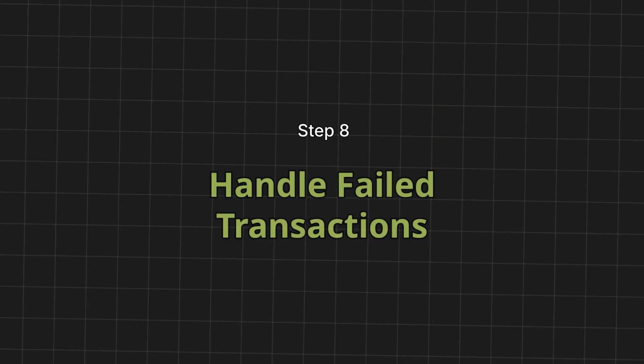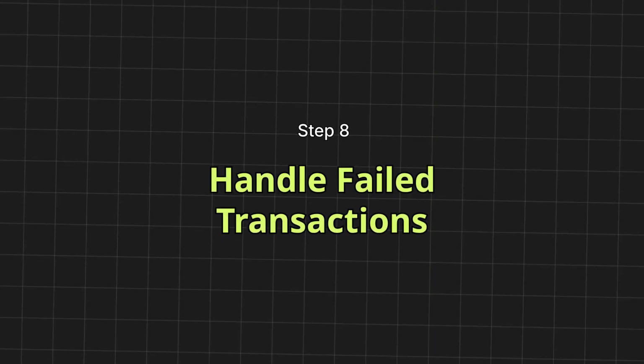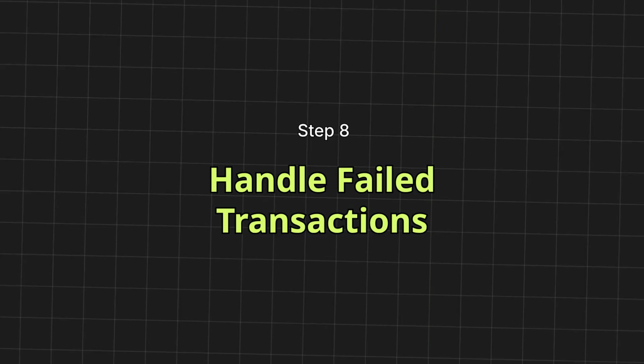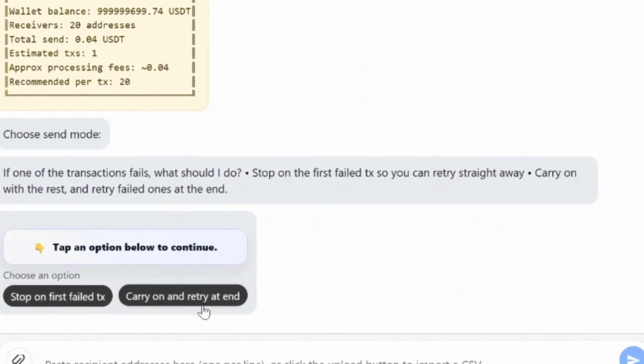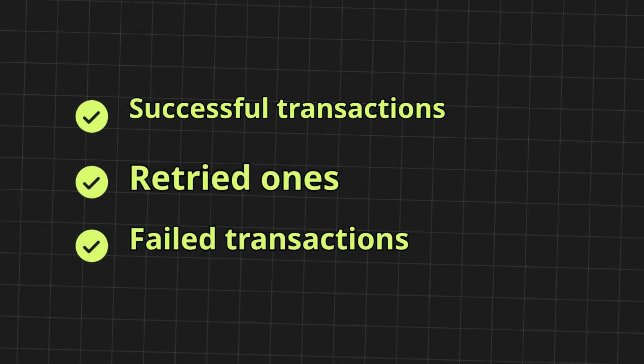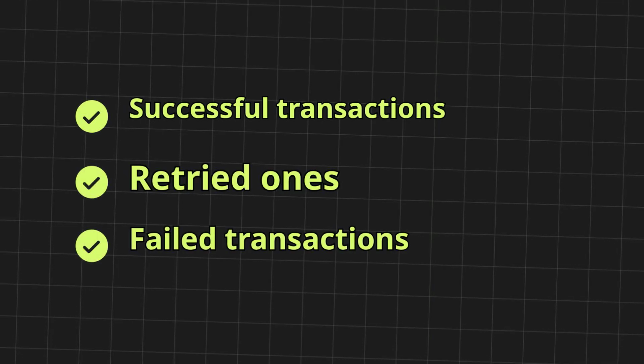Choose how the system handles failed transactions. You can stop on the first failure or continue and retry at the end. For large airdrops, selecting retry at the end is usually better. After the process completes, you'll see successful transactions, retried ones, and any failed transactions along with their IDs.